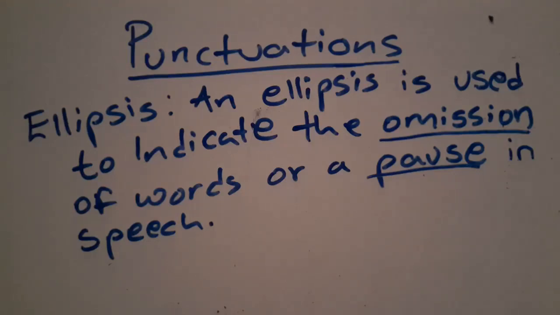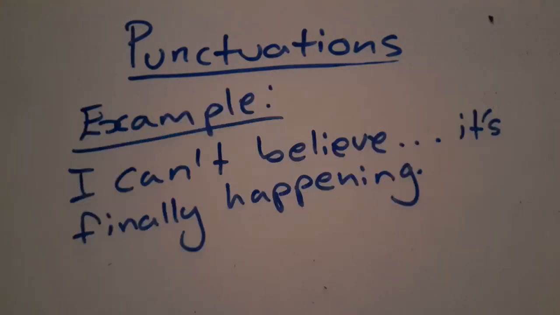And the other thing that it can indicate is a pause in speech. Just as we know a comma works to show a pause in speech or in a sentence, ellipsis also indicates a pause in speech. Perhaps it could be a longer pause. Let's take some perfect examples where we're going to see how omission takes place or a pause in speech as we use ellipsis.